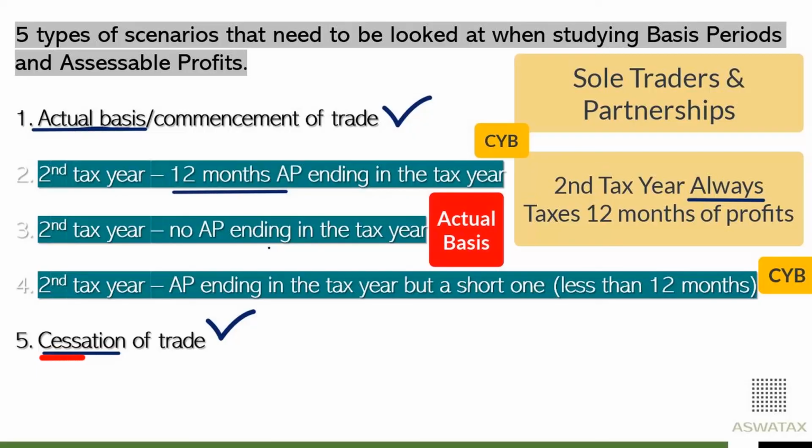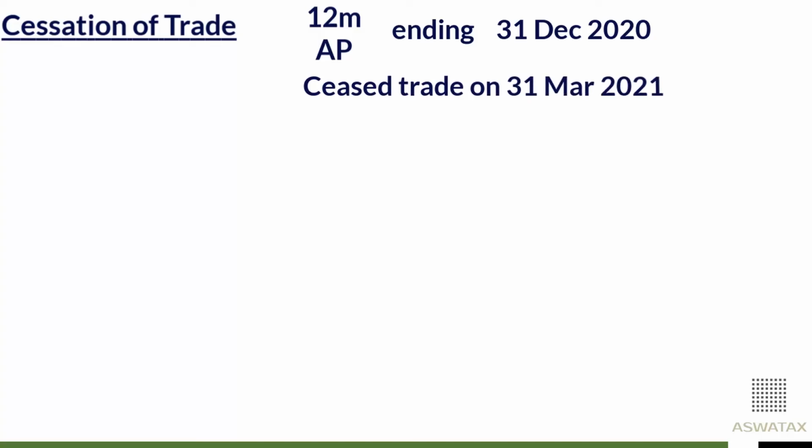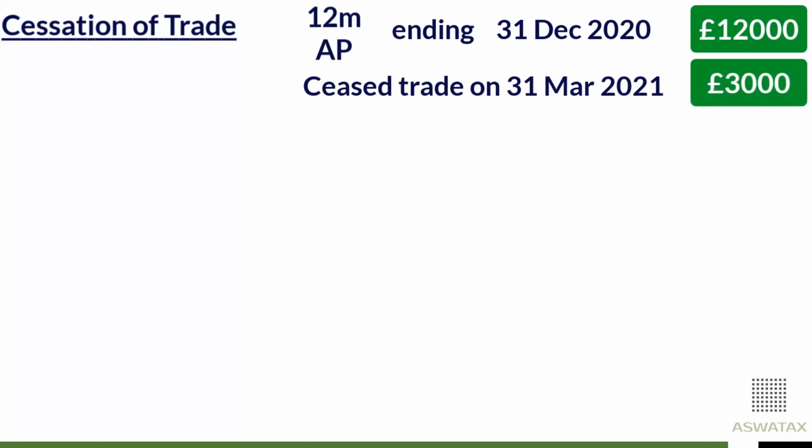Finally, we will look at cessation of trade. Cessation of trade is very straightforward, nothing further to consider. Let's say we have an individual or partnership that has a 12-month accounting period ending 31st December 2020 and ceases trade on 31st March 2021. Profits there were 12,000 and profits for the 3 months to cessation were 3,000. We do not need to consider opening year rules or actual basis because we can assume that the individual or partnership has been trading for a long time.